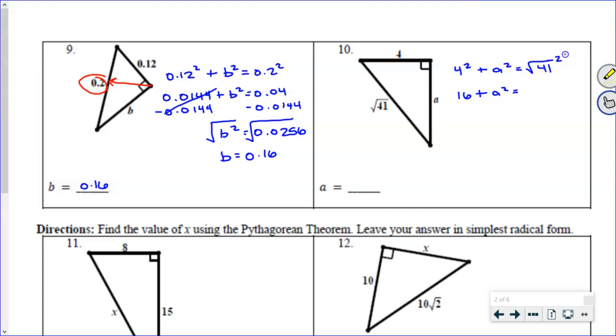Once again, I'm seeing, hey, this square, that square root, they undo each other. Remember that part where I'm talking? That means you should not be. We subtract 16 from each side. And I have a squared is equal to 25. Take the square root of each side to undo a being squared, and we have a is equal to 5.